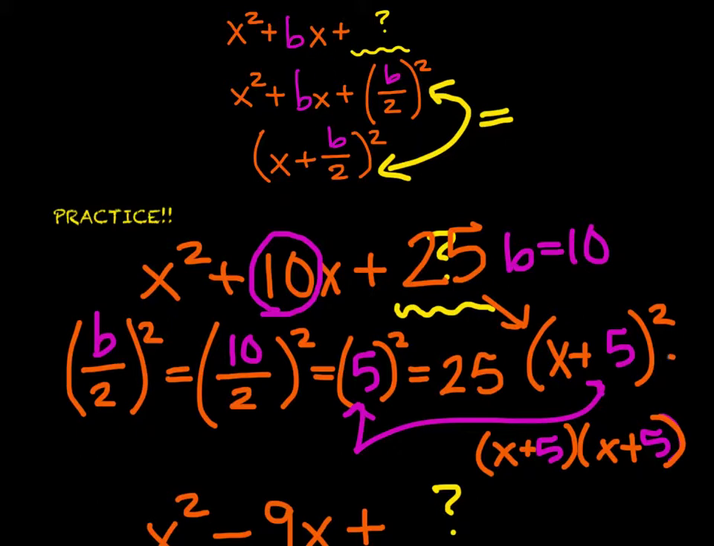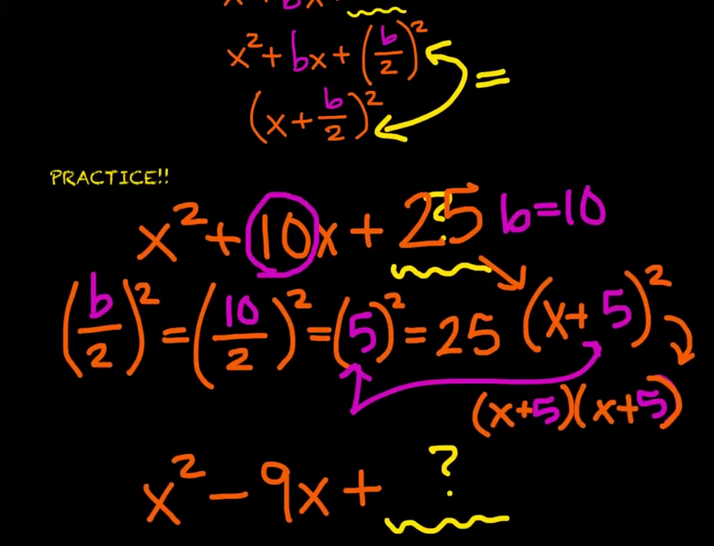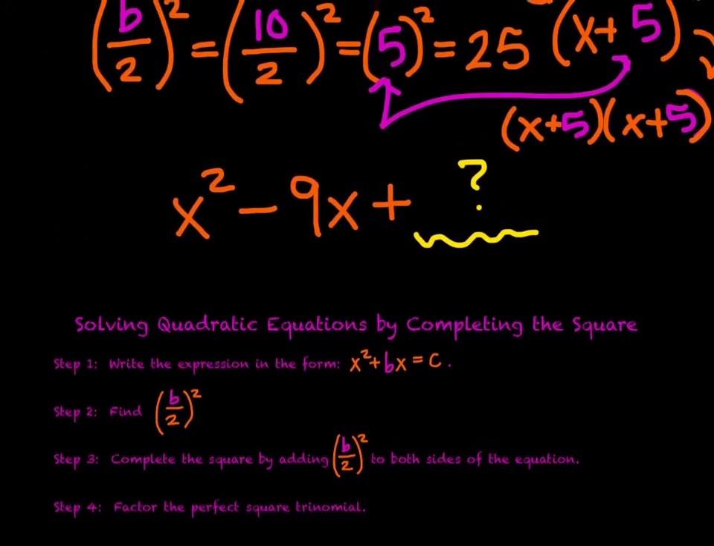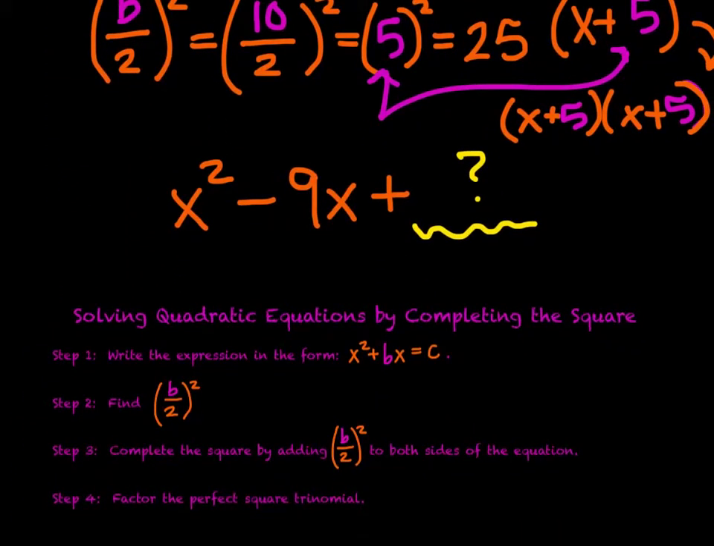So we can say that these are equal, and that's kind of fun. Let's try one more problem, and this one's a little bit more involved. So we have here x squared minus 9x plus a number we don't know.